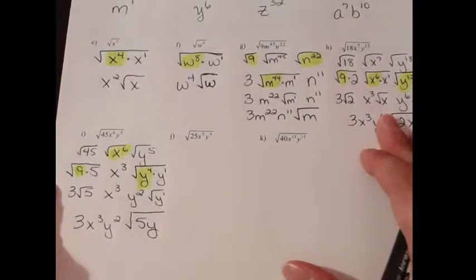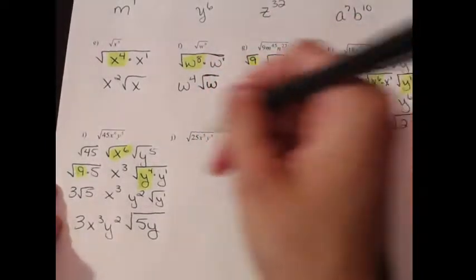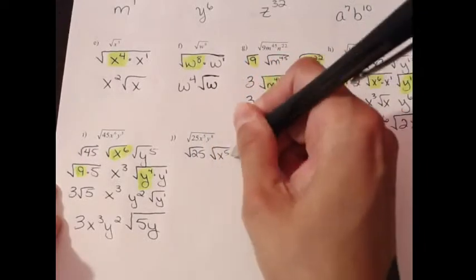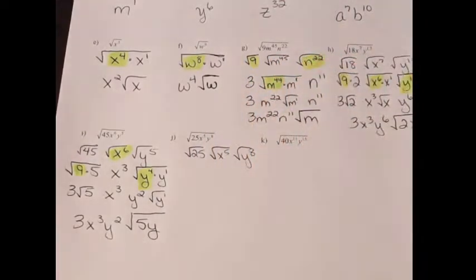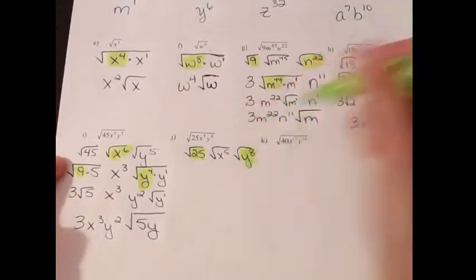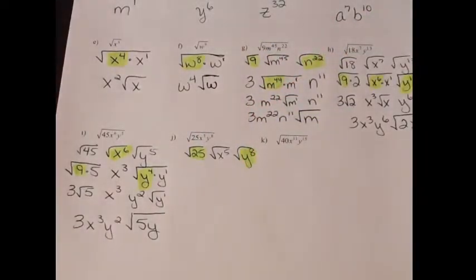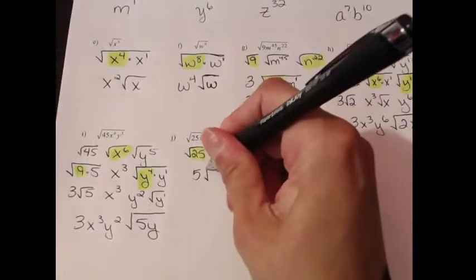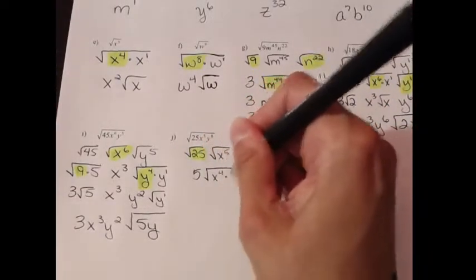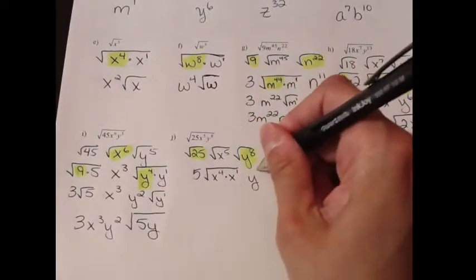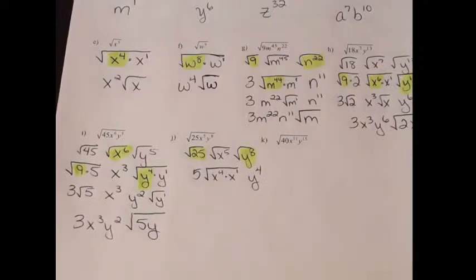Take a look at part J. We're going to break this down again. So square root of 25, square root of x to the 5th, and square root of y to the 8th. The really cool thing about this one is that we have 2 perfect squares already. So I'm going to highlight those. The square root of 25 is simply 5. Now square root of x to the 5th, we're going to break down as x to the 4th times x to the 1st. And then square root of y to the 8th is simply y to the 4th. Remember, you're just cutting that power in half.